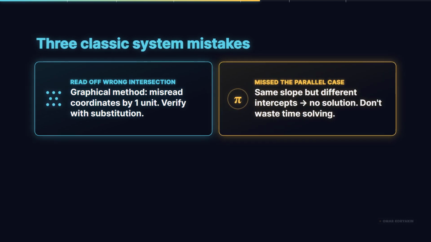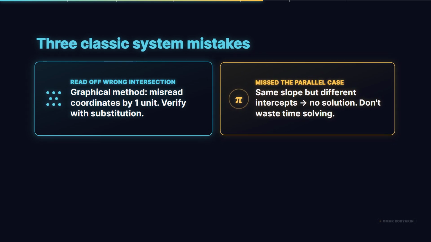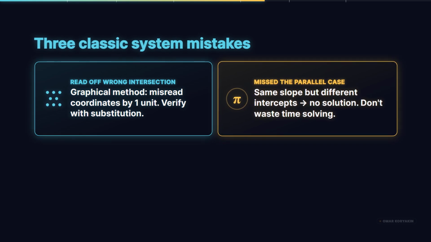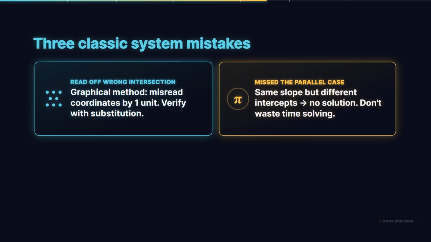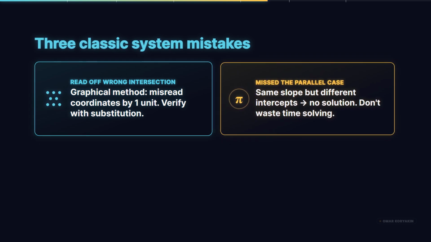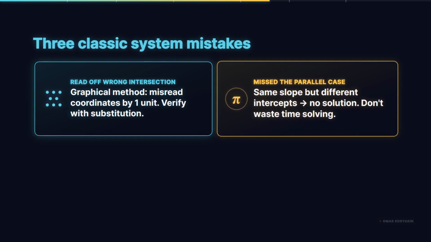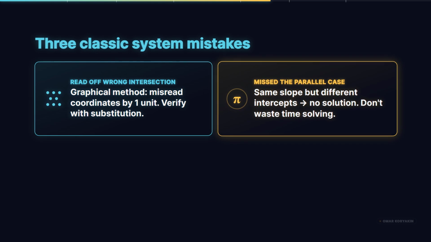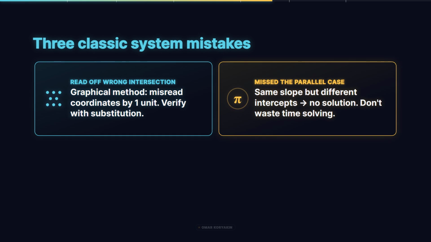Second mistake: spending time trying to solve a system that has no solution because the lines are parallel. A student graphs 2 equations with the same slope but different y-intercepts, sees the lines do not cross within the visible portion of the graph, and continues trying various algebraic manipulations to find an intersection that does not exist. The fix is to always check for the parallel case first by comparing slopes. If the slopes are equal but the y-intercepts differ, the system has no solution and you can stop immediately.